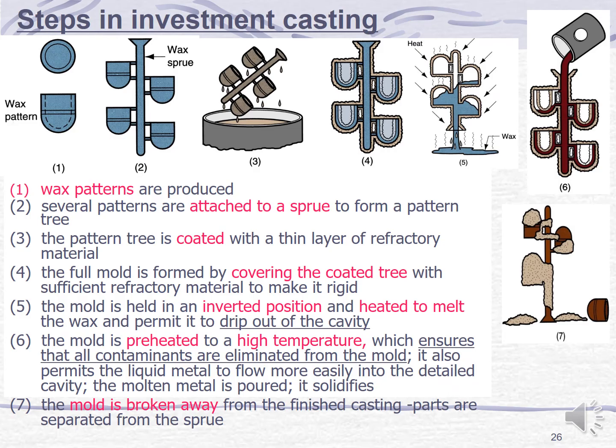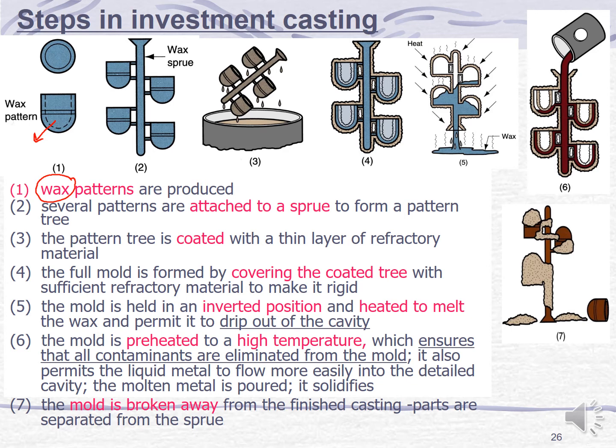Okay, let's look at the steps in detail. First, you start with a wax pattern. This is the pattern. This is the shape of the product that we want to produce, made of wax. Why wax? Because during the process, we will melt this wax, so it will leave a hollow shape in the mold.